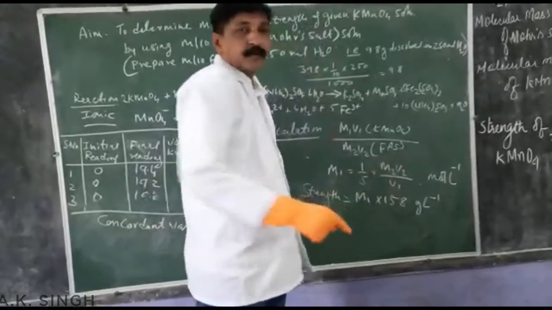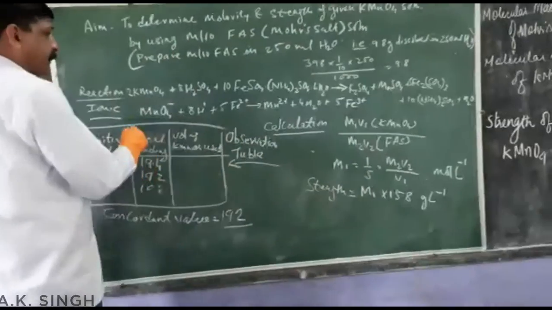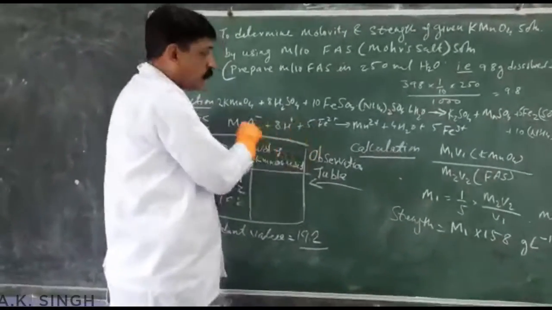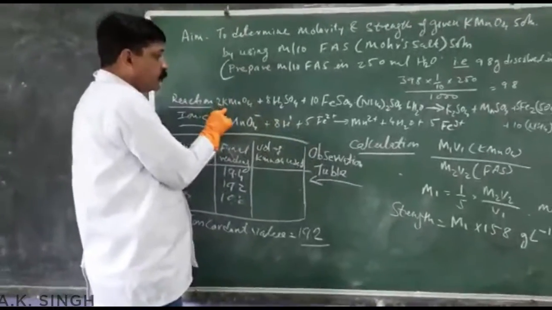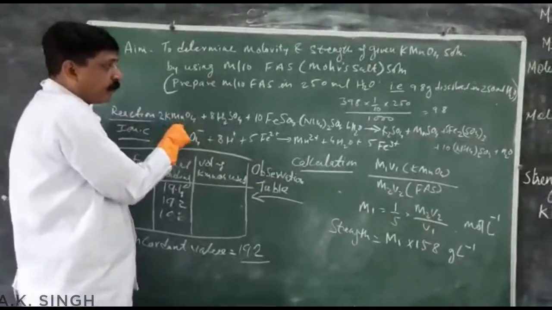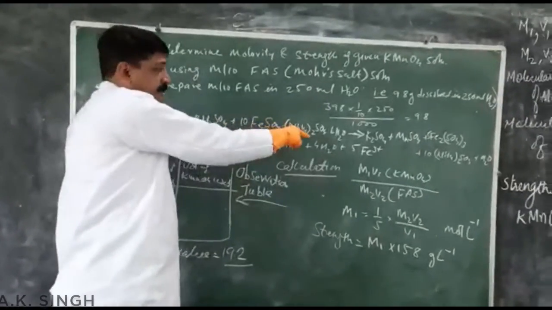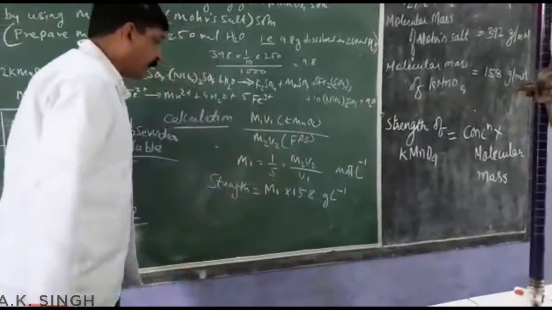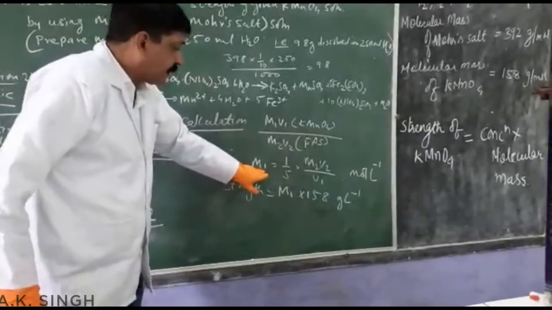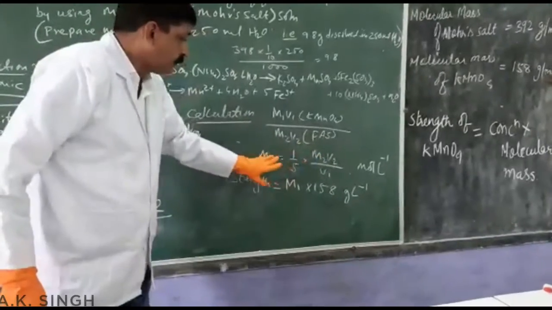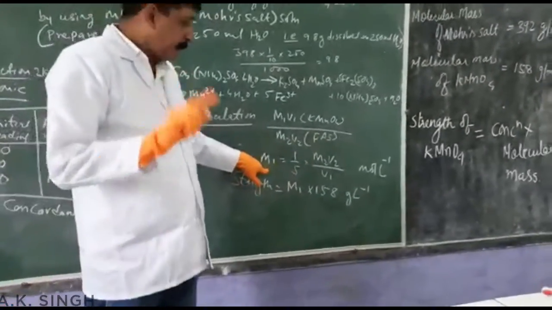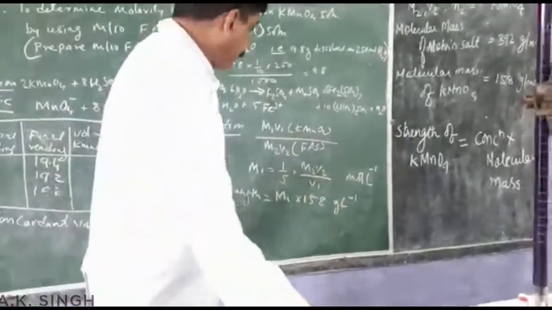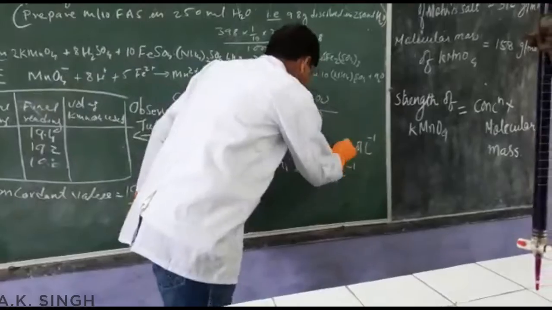From where does this value come? 1/5. You see the equation here. This is 1 molecule and this is 5 molecules. So 1/5. Or you can say 2 molecules of KMnO4 and 10 molecules of ferrous ammonium sulfate. That is 1/5. So this value 1/5 is the ratio of number of moles. After calculating this value, we get M1, that is the molarity of the KMnO4 in moles per liter. That means the answer will be M1.